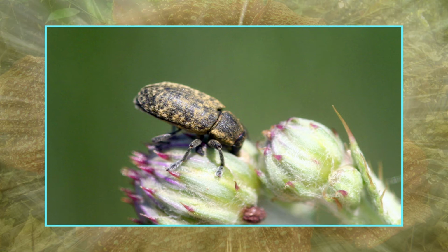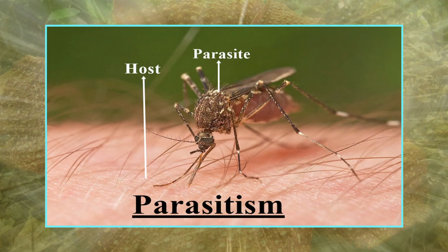A weevil, Rhinocyllus conicus, which feeds on the seed heads of the thistle, was imported from France in 1969. After 3 years of introduction of the weevil, the abundance of thistle reduced and the population of the plant was maintained at equilibrium levels. Parasitism is an interaction where one organism feeds on another but does not normally kill it outright.